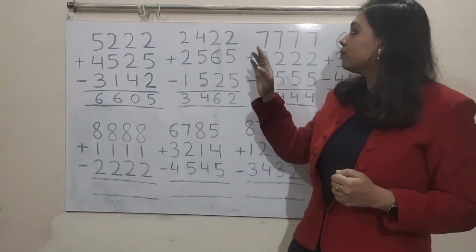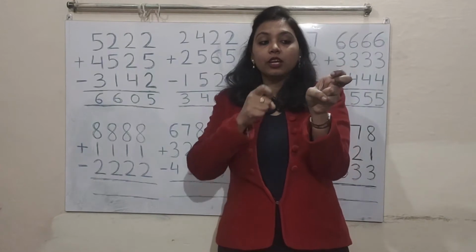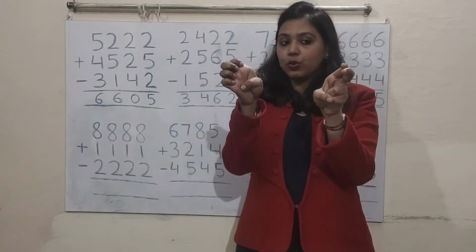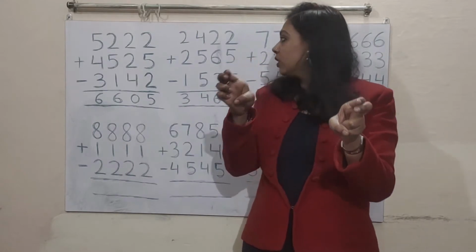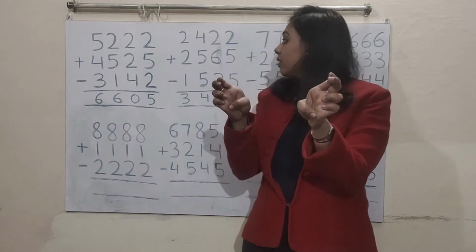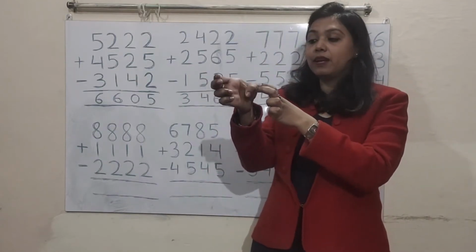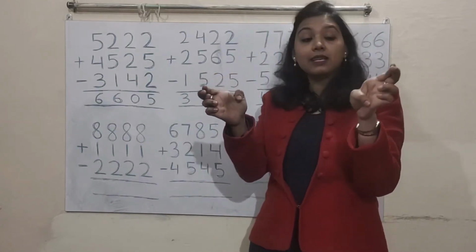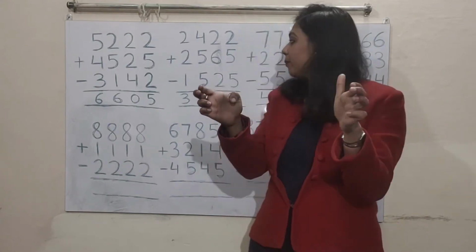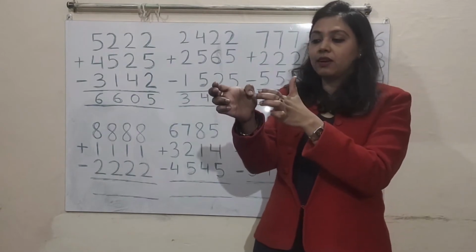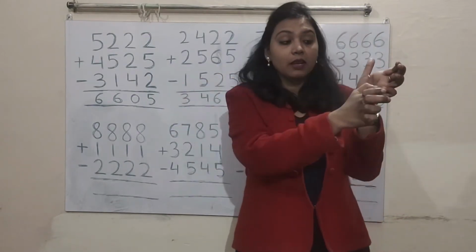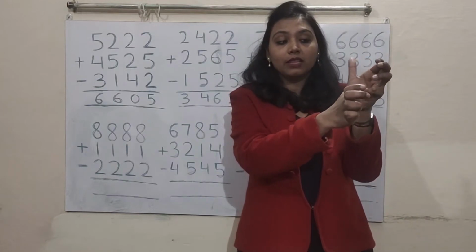Next, 2,422. Plus 2,000. Plus 500. Plus 60. Plus 5. Minus 1,000.